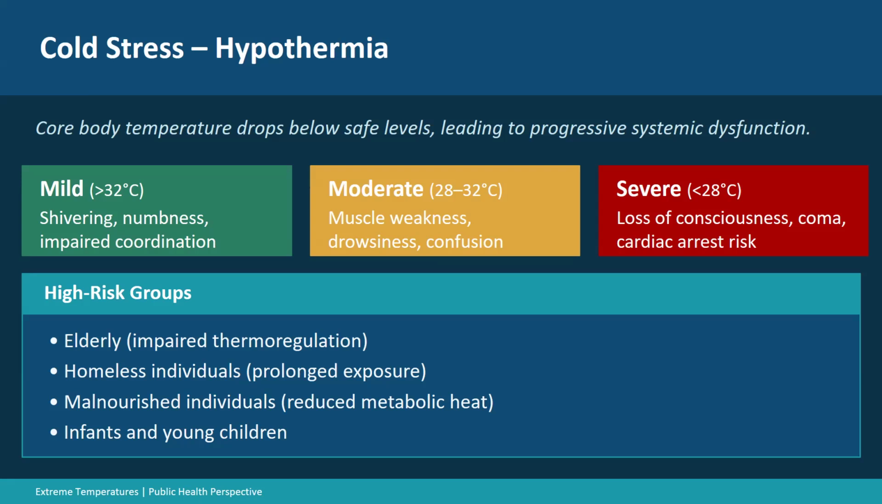We have to identify the high risk groups, which include elderly who have impaired thermoregulation, homeless individuals who are having prolonged exposure, malnourished individuals who have reduced metabolic heat, infants, and young children.